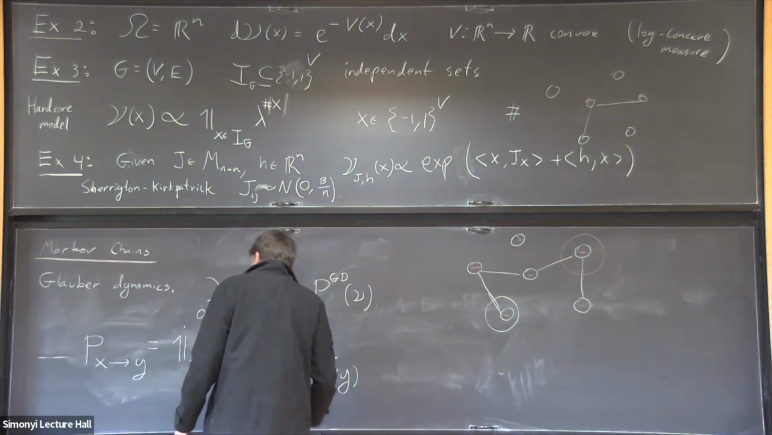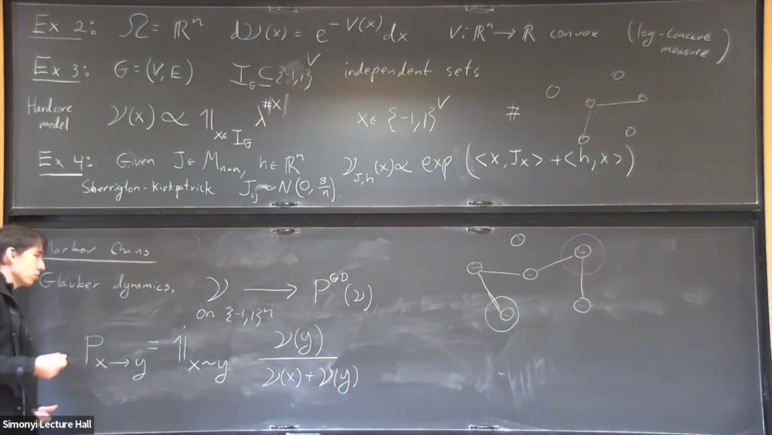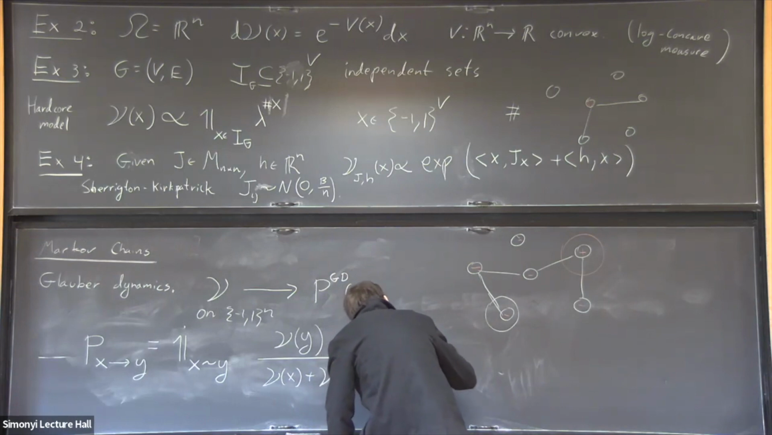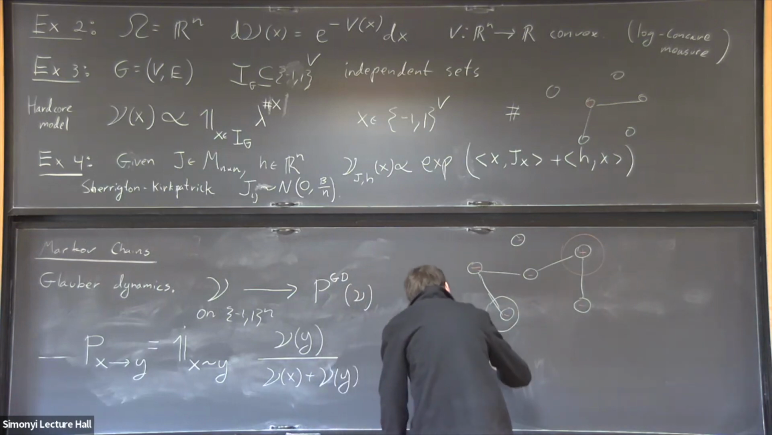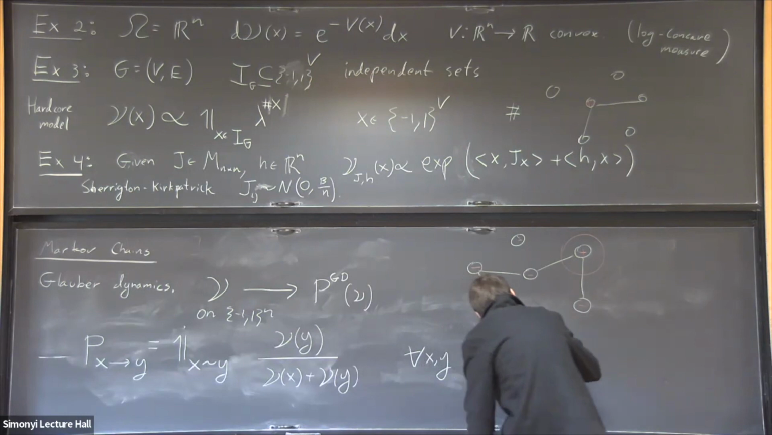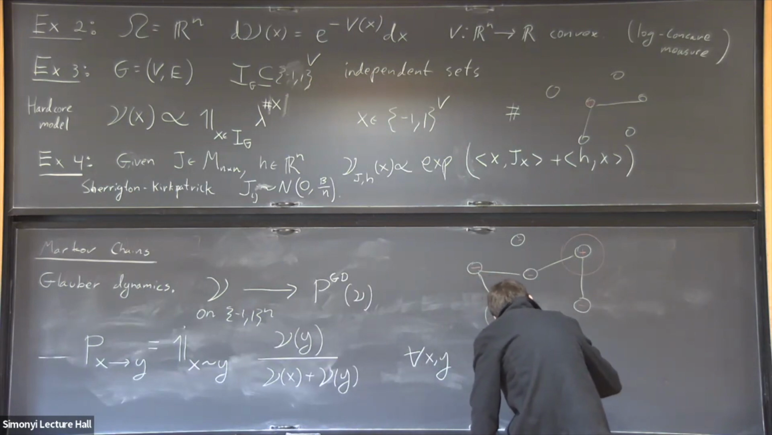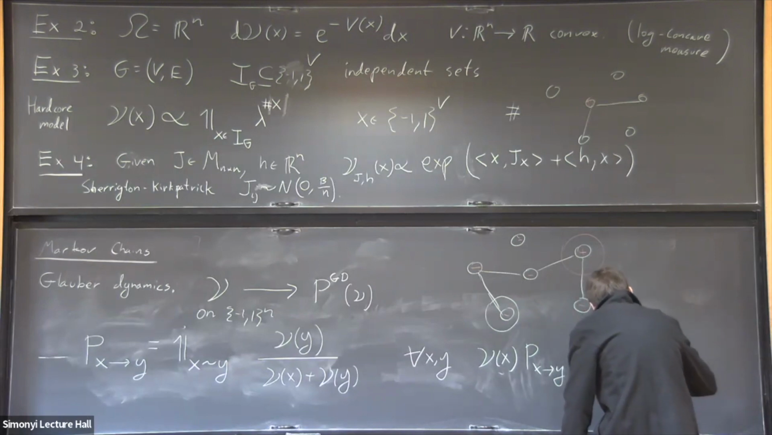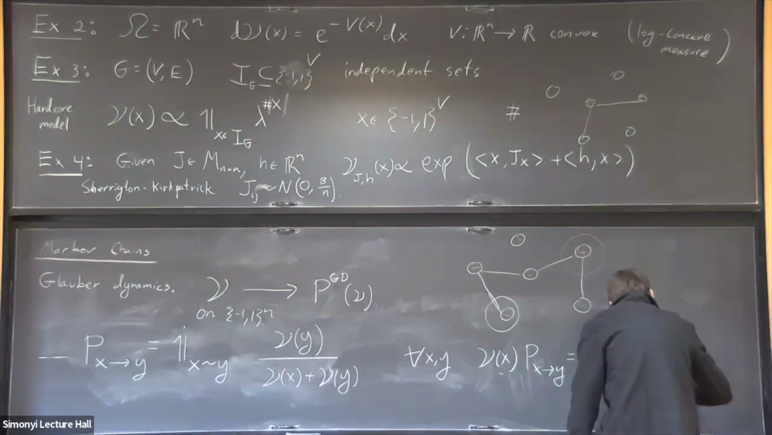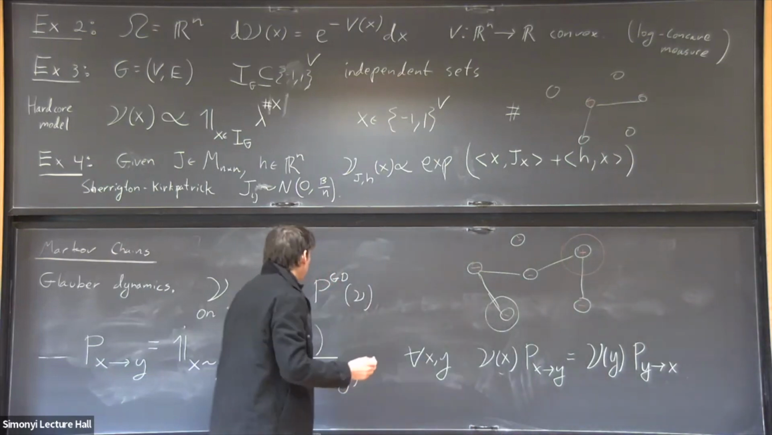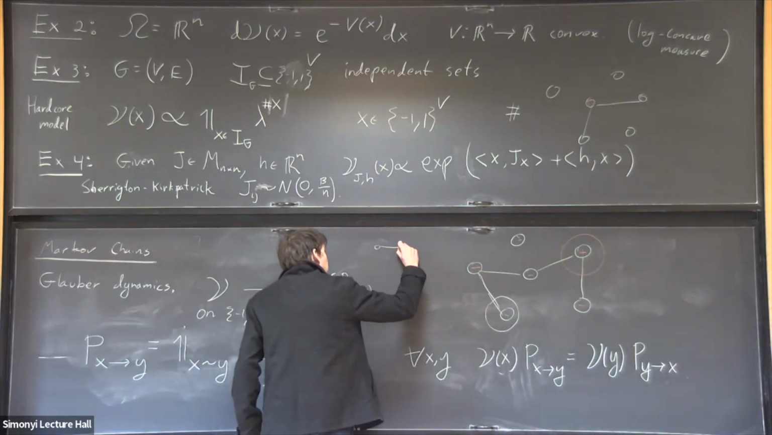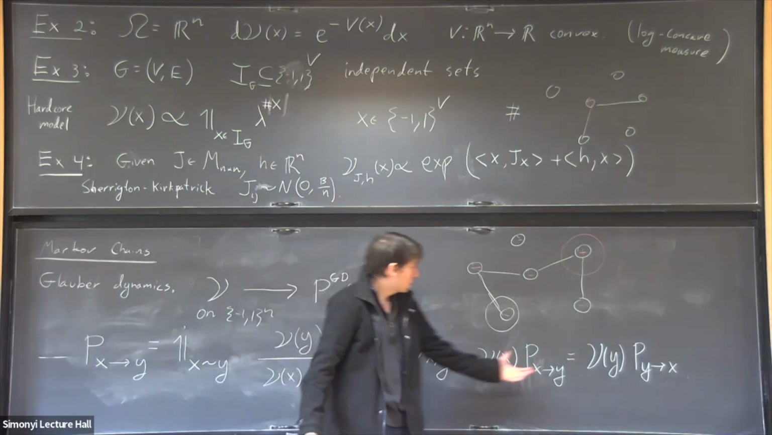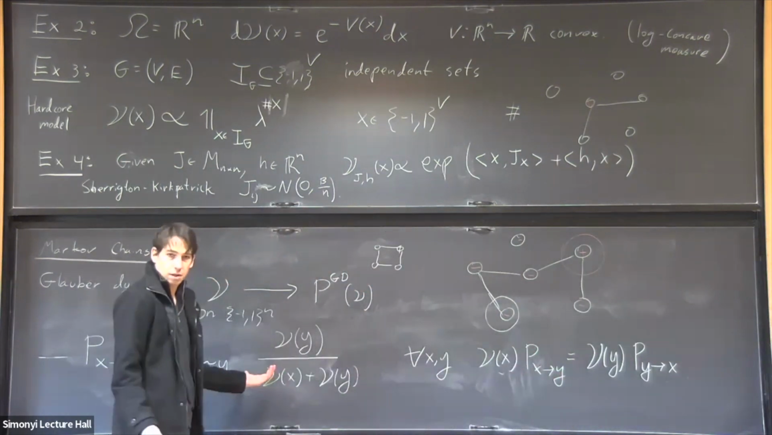And it's pretty easy to see the stationary measure. By definition, it follows that for all x and y, we have that mu of x times the probability to go from x to y is equal to mu of y times the probability to go from y to x. I wish I hadn't erased this picture. This you can immediately check from here.